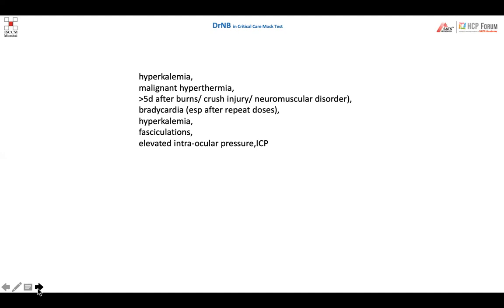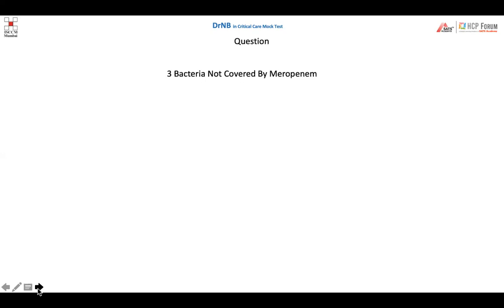Again, because these disorders cause upregulation of the nicotinic receptors after 5 days, there will be more release of potassium from the muscles when succinylcholine is used, and it can cause hyperkalemia and even arrest. Repeated doses of succinylcholine can cause bradycardia, it can cause fasciculation, and it elevates pressures in the body, that is intraocular pressures, intracranial pressures, intra-abdominal pressures. So it is avoided in these situations.